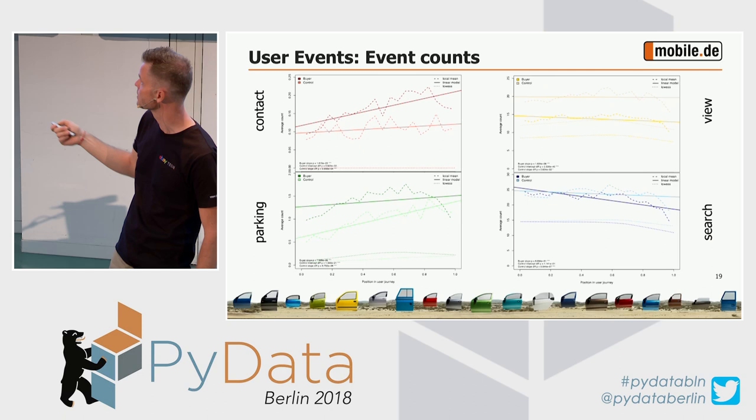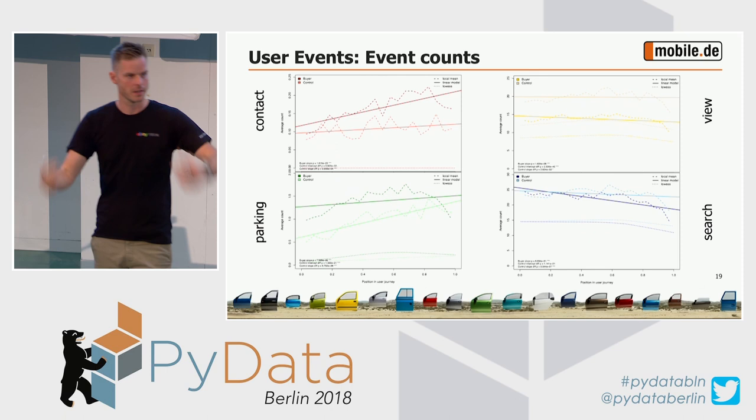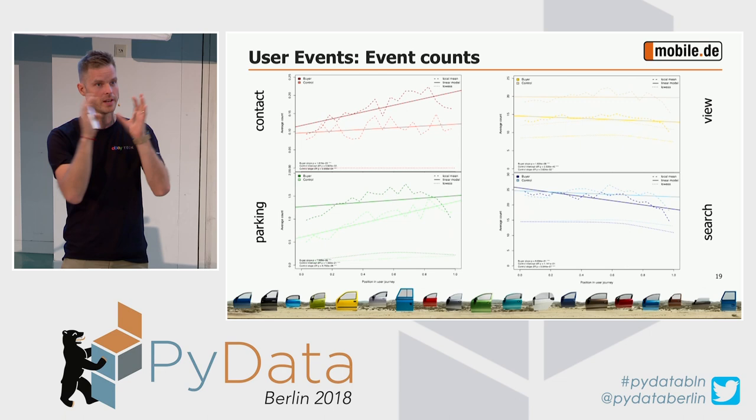An interesting example is the amount of cars you're actually viewing. That stays pretty much the same over your whole car journey. So you're constantly looking at the same amount of cars. And searches are actually going down. So the amount of different searches you're doing is reduced because in the end, you already have all the cars you're interested in. You just want to make comparisons, look at them individually.